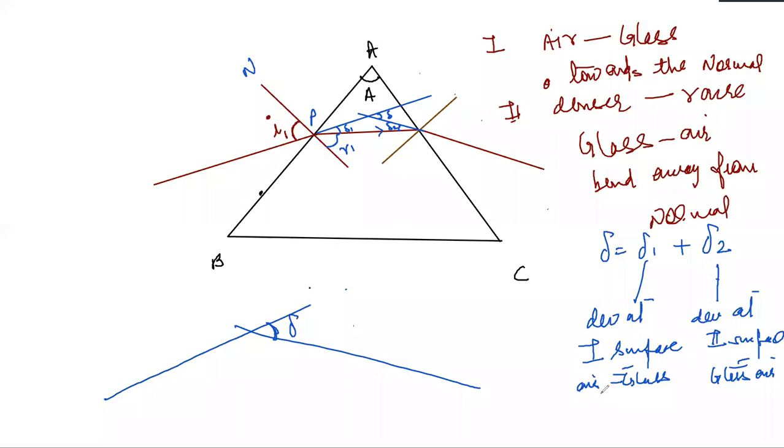Now I take 2-3 more points here. One thing more is there. At the first surface light is going from air to glass, and at the second it is going from glass to air. So the light is reversing the medium basically. And one more thing before that, we are using here a monochromatic light.